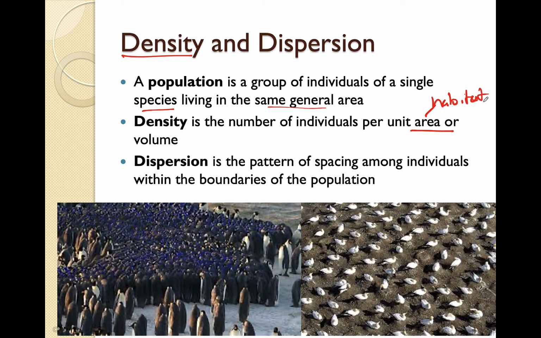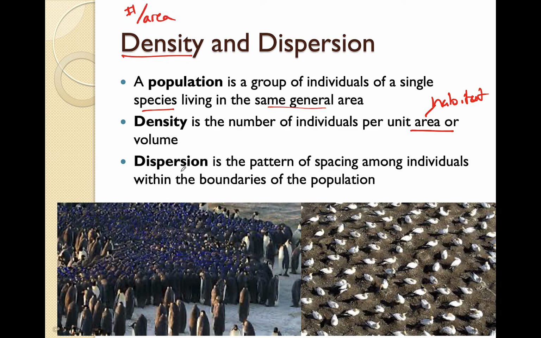If this is really big, the population might not be very dense because they might be very spread out. If the habitat's very small and there's a lot of individuals inside of it, it might be a very dense population because they're all clumped together. So the density is the total number divided by the area.